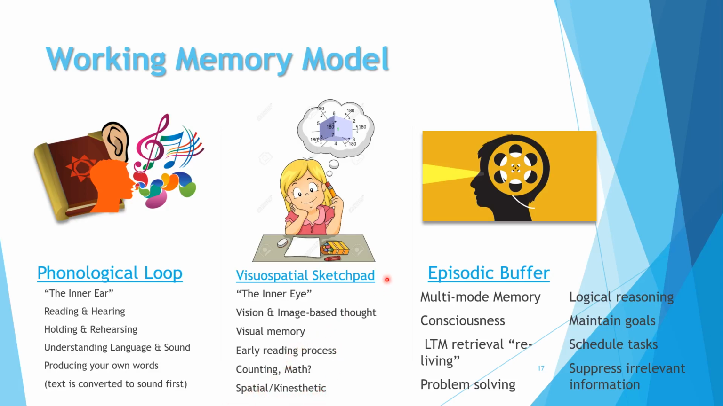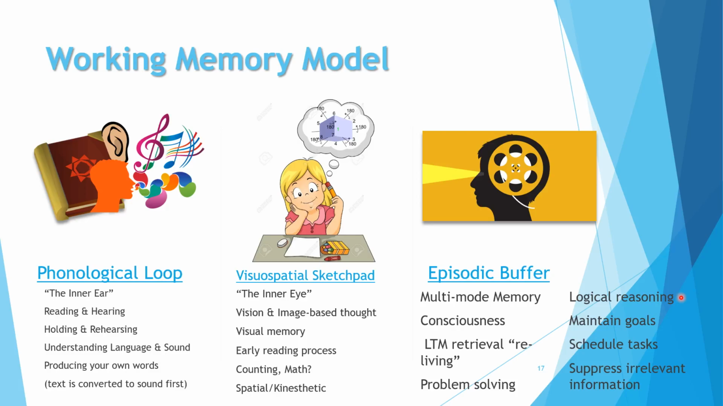The episodic buffer, finally, is a multi-mode memory store system. It helps you do logical reasoning. Makes sense that you would have to use the episodic buffer to hold pros and cons, or several characteristics about something. The episodic buffer might be responsible for our consciousness, since it allows for the experience of multiple different things at the same time.